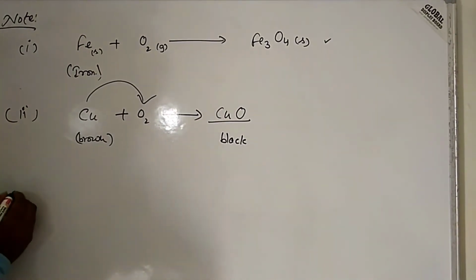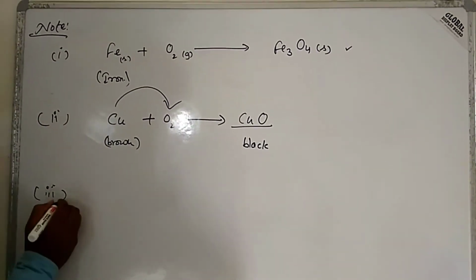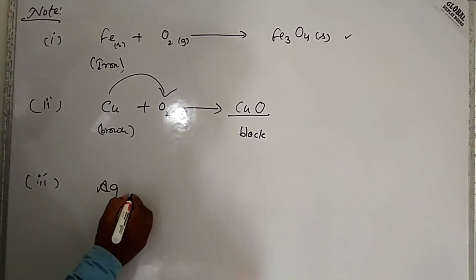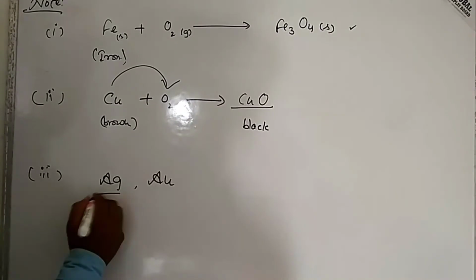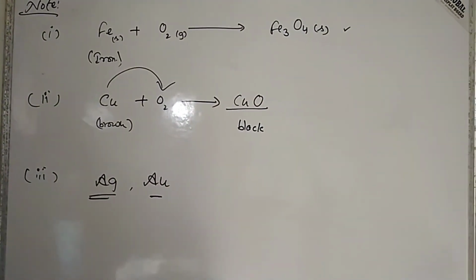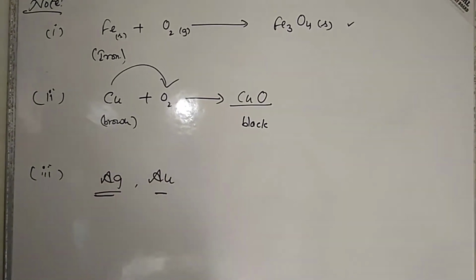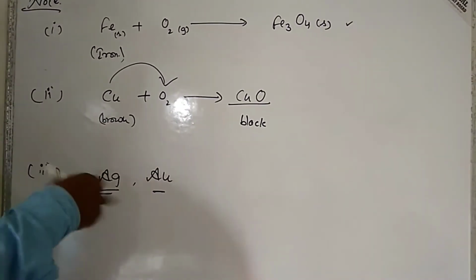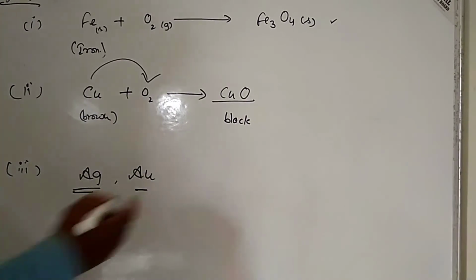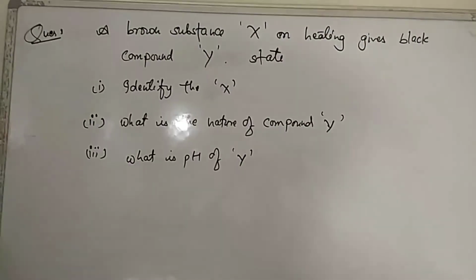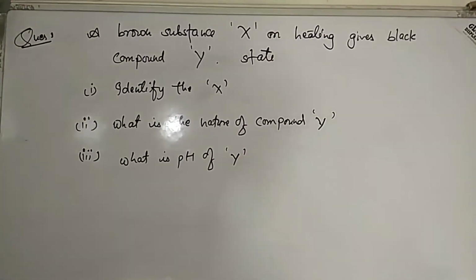Now children, third, silver and gold. Silver and gold do not react with oxygen even at high temperature because they are still less reactive. Clear? Now see the question, children.